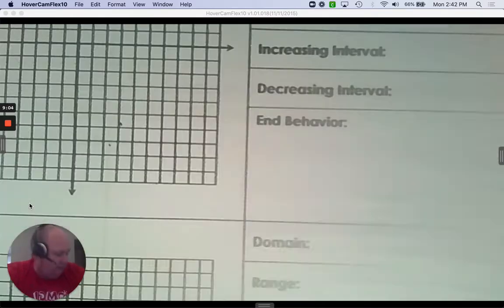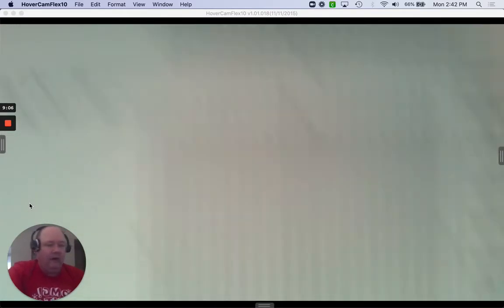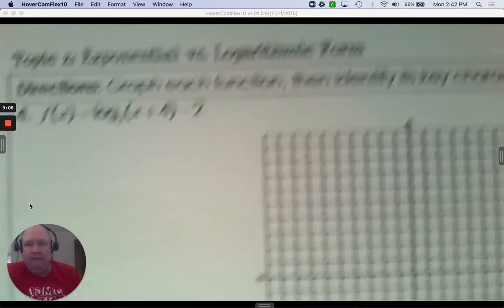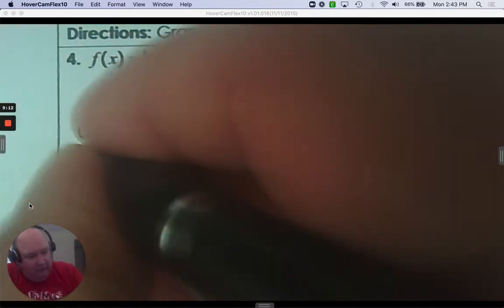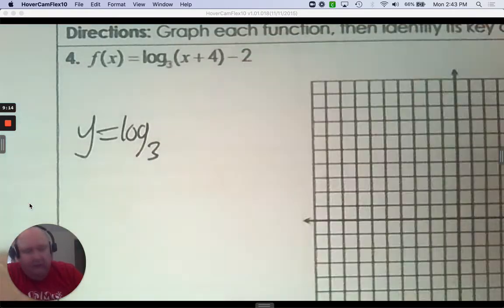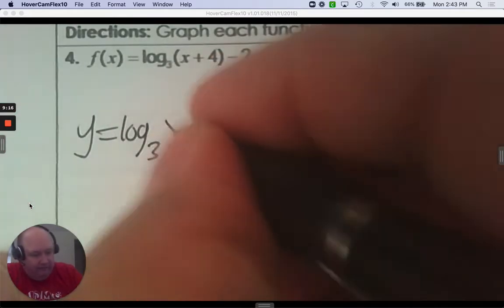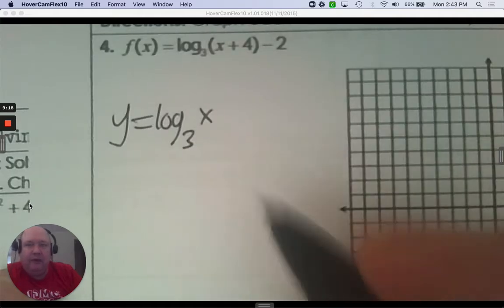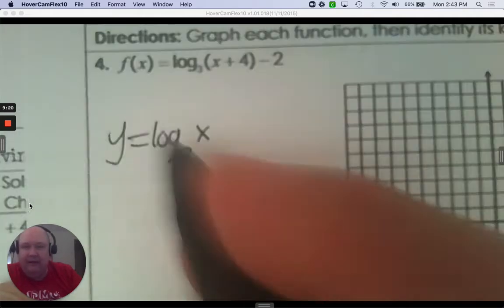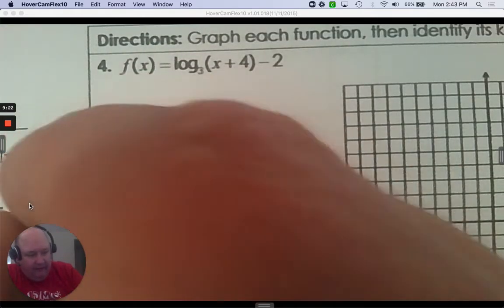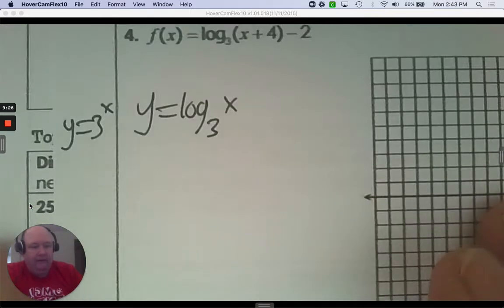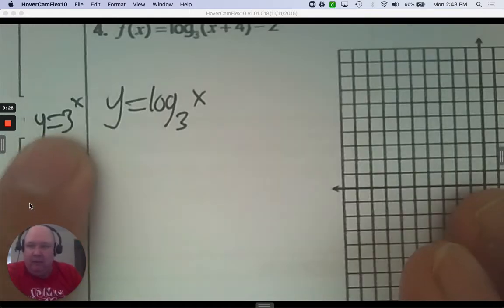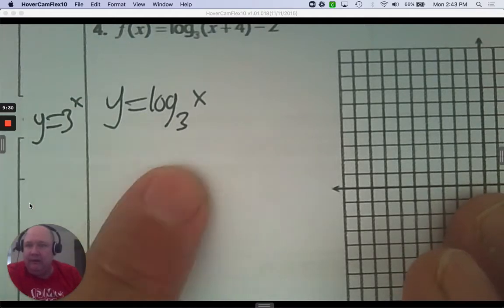Now the next page, graphing logarithms. So again, same idea. Identify the parent. So the parent is just the base and x. Now, if you forget what 2 points are on here, you can inverse. The inverse function for this is 3 to the x. And so you can take a point off of 3 to the x and inverse it.